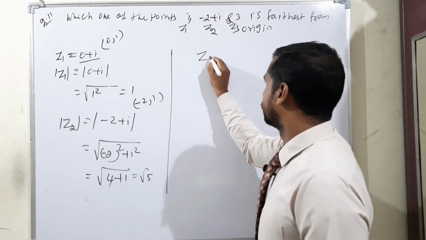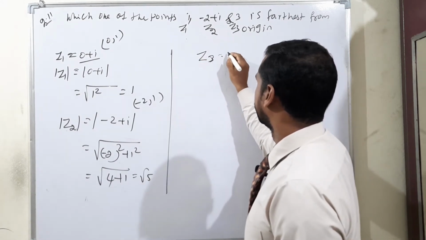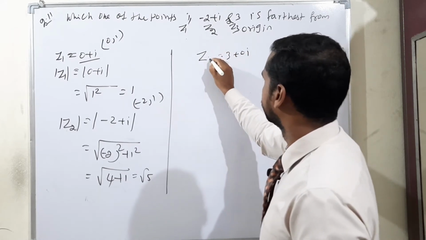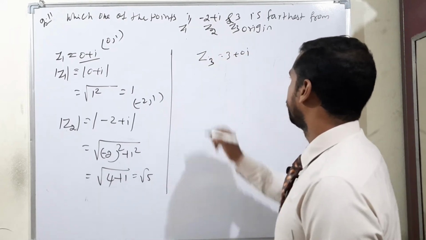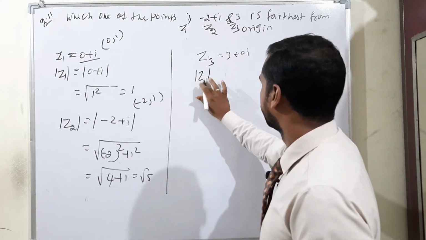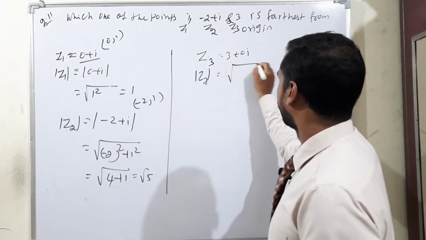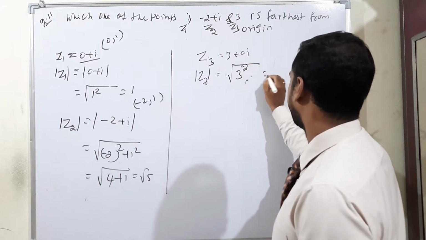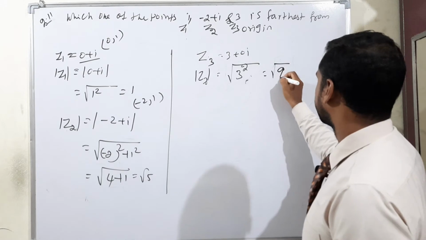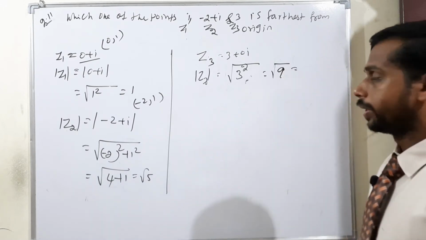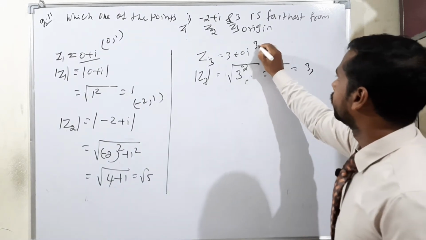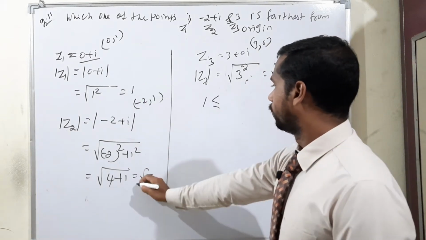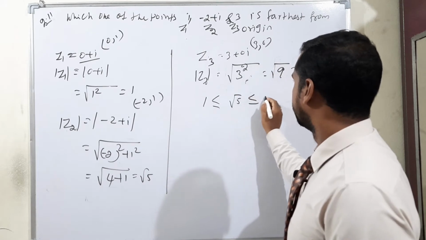Then the third one, only 3 is there. So z3 is equal to 3 plus 0i. Modulus of z3 is equal to the square root of 3 squared plus 0. 3 squared means 9, and the square root of 9 is 3, so the value will be 3. The coordinate point here is (3, 0). Therefore 1 is less than root 5, which is less than 3.